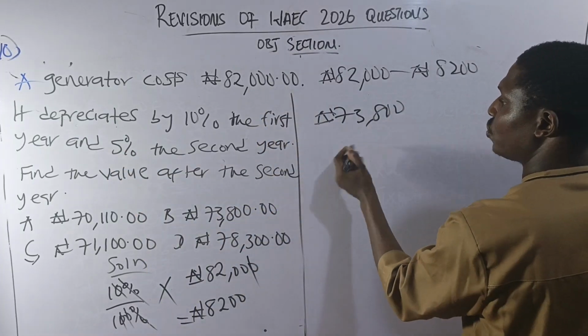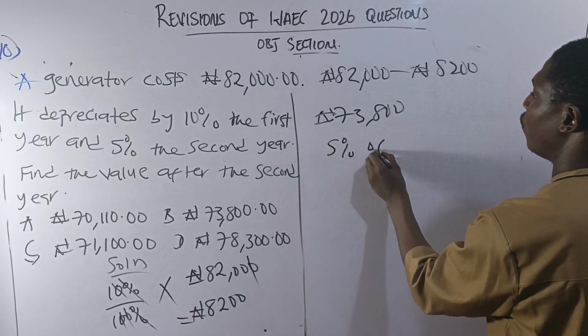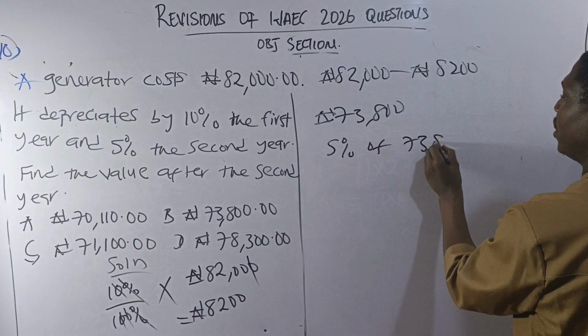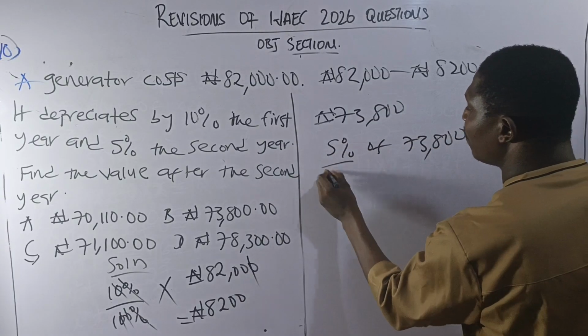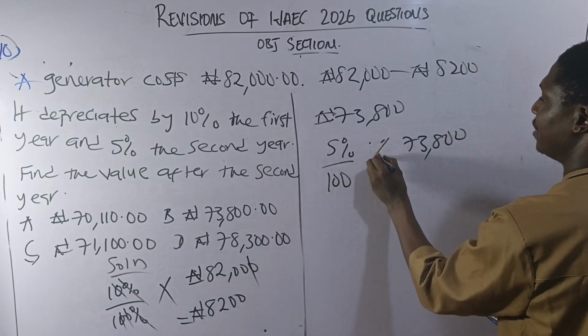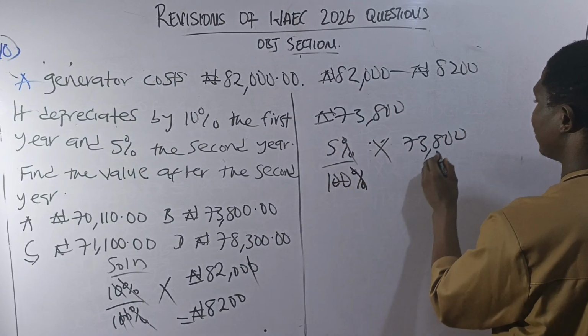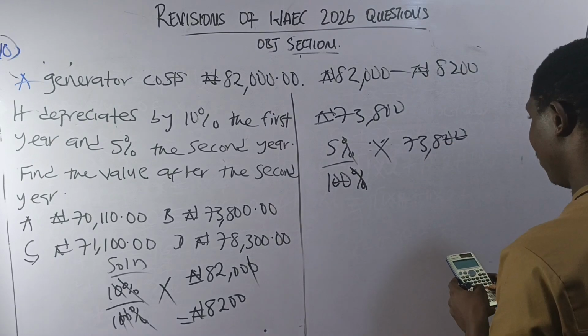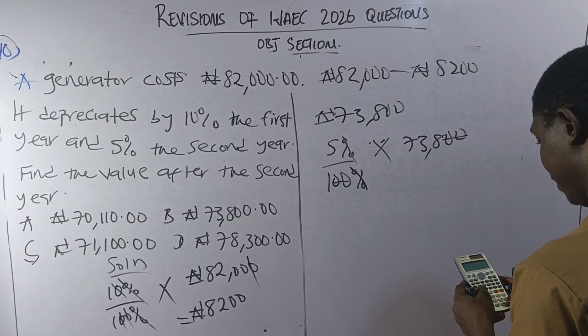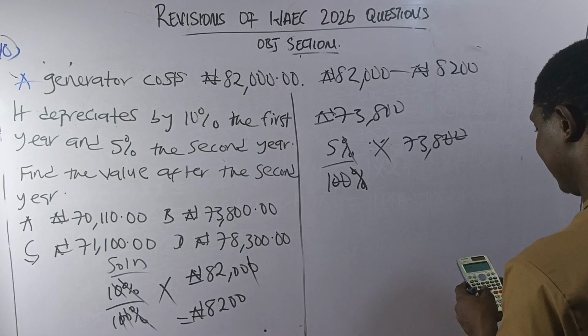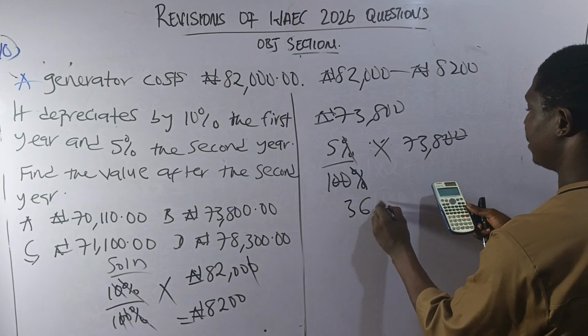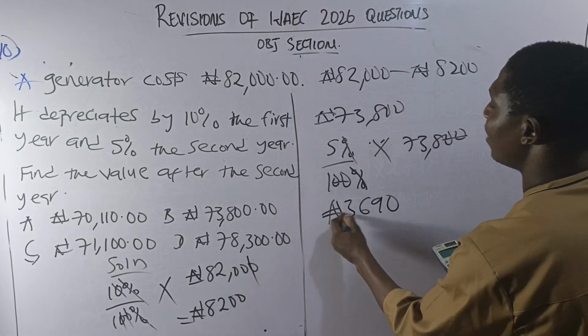Now, for the second year, it depreciated by 5%. So I'll check 5% of this. And 5% of 73,800 is simply 5 over 100 of, which is times. So percent again, we cancel percent. These two zeros can simply cancel these two zeros. And I'll have 5 times 738. And that will give me 3690 in naira.